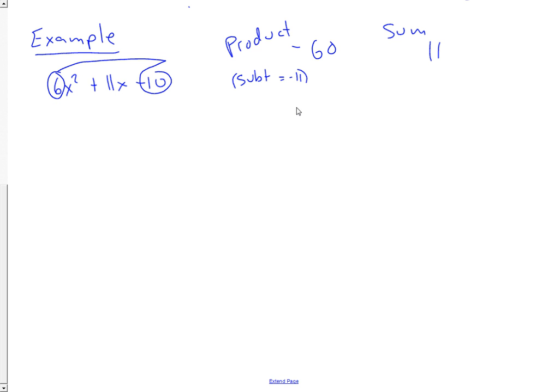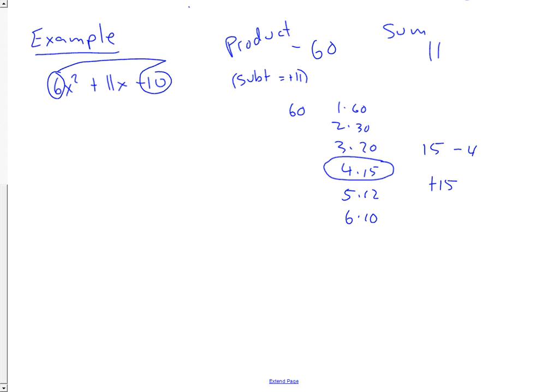My factors of 60 are 1 times 60, 2 times 30, 3 times 20, 4 times 15, and actually I could stop there, even though I could go on to 5 times 12 and 6 times 10. Okay, because I have to subtract. If I do 15 minus 4, that's 11. And I need positive 11. So 15 minus 4. That means I have a positive 15 and a negative 4.